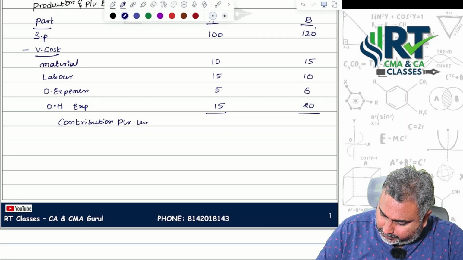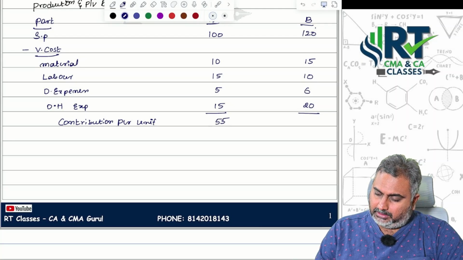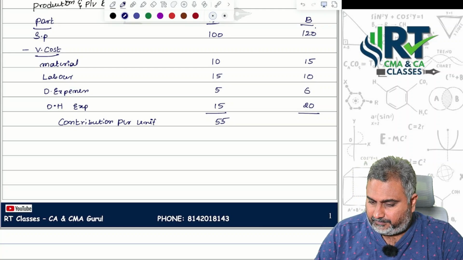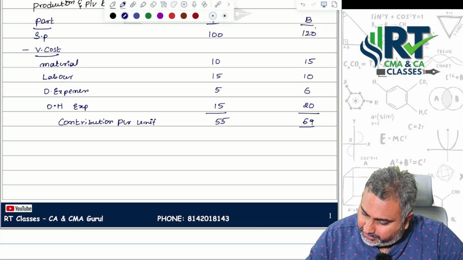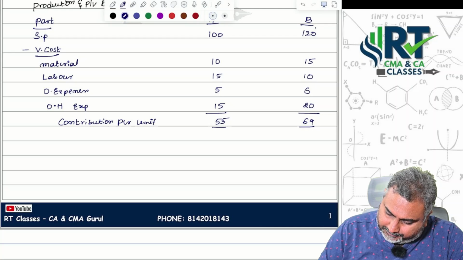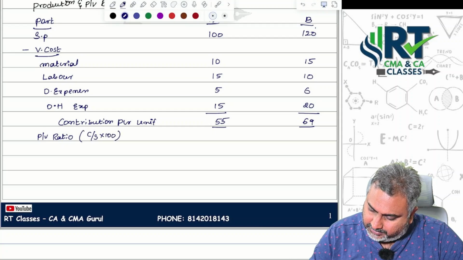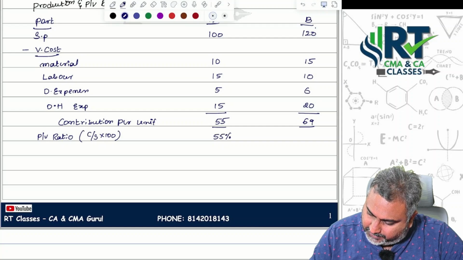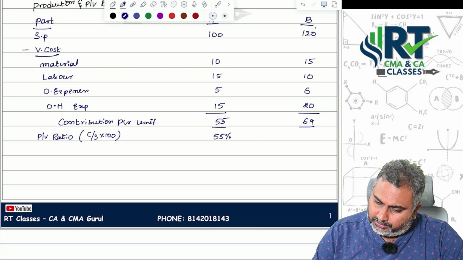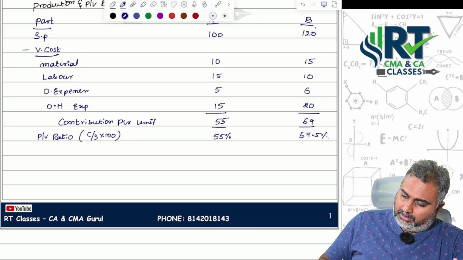Contribution per unit, first situation 55, 30, 45, 51, 69 we are getting. When you know contribution, you know selling price, immediately find out the profit volume ratio. What is the formula? Contribution by sales into 100. That is equal to 55%. 69 by 120 means we are getting 57.5%.